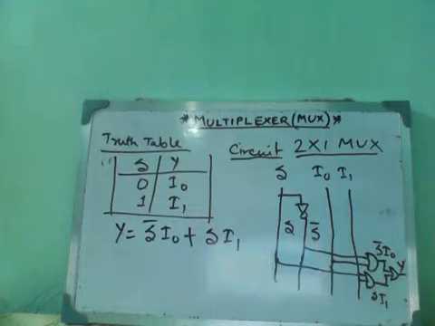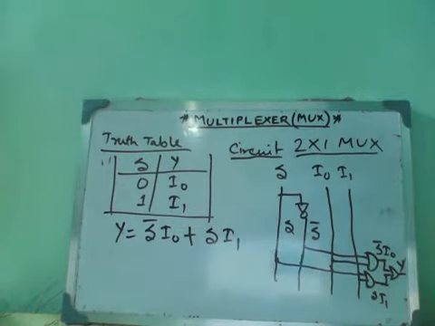So multiplexer is also called a digital switch. It is a data selector by which we can select any data at a time. For a MUX, there can be 2 to the power n inputs and n selection lines and only one output. So that is the 2 to 1 MUX.